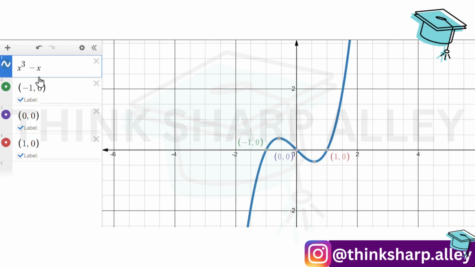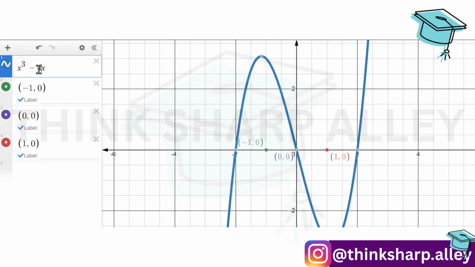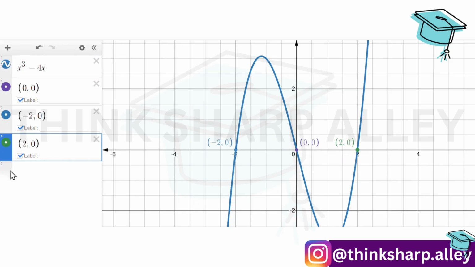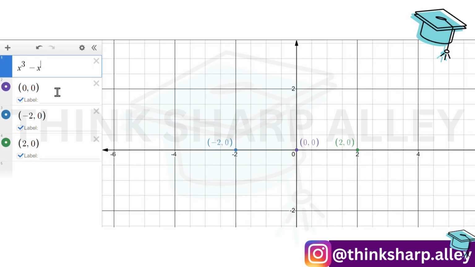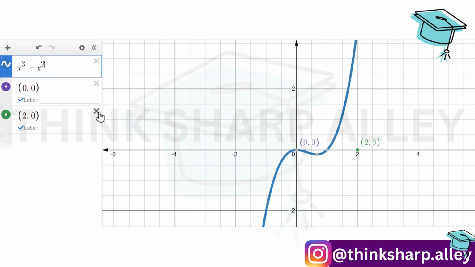Let us change some values and let's see how the graph changes. So let's say I put over here 4 and the zeros change. So let's mark all the zeros of the polynomial. Again, the zeros of this polynomial are minus 2, 0, and 2. Now let us try some other polynomial, x cube minus x square. So here you see there are only 2 zeros because the graph cuts the x-axis at only 2 points. One is this origin and another is at this point. So we have 2 zeros, one is origin and another is 1.